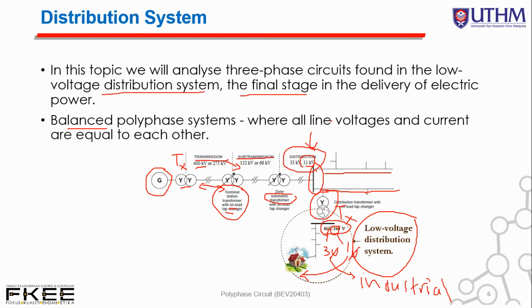Polyphase systems where all line voltages and currents are equal to each other, this is how we define a balanced polyphase system. So we can simply assume that line voltage and current are equal to each other.